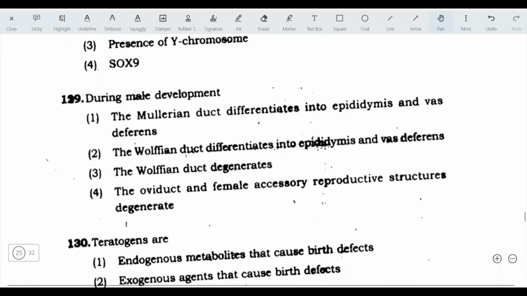Next, during male development, the Wolffian duct differentiates into epididymis and vas deferens. It's a correct statement. While the Mullerian duct differentiates into the secondary female reproductive organs. Wolffian ducts do not degenerate, but Mullerian ducts degenerate here.